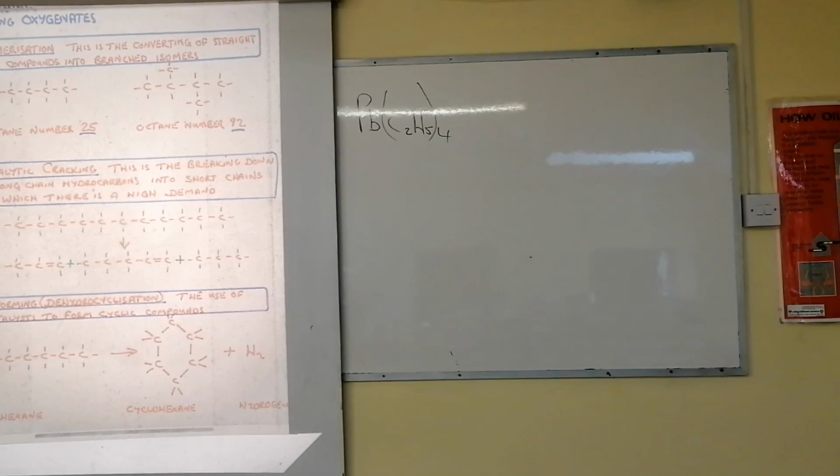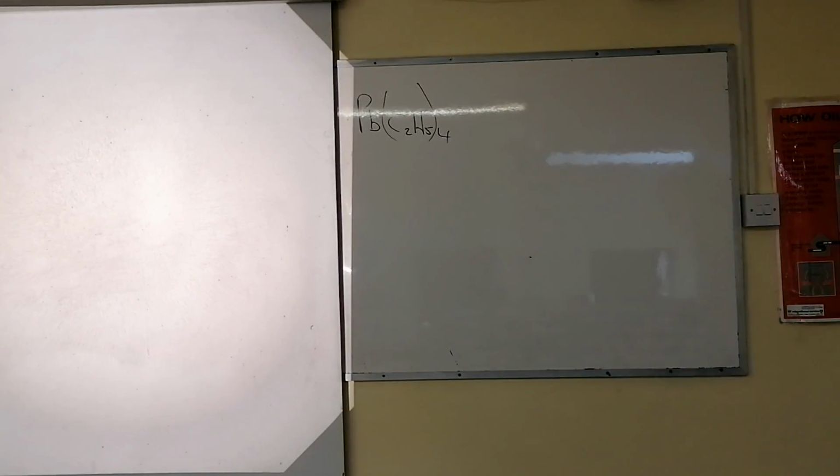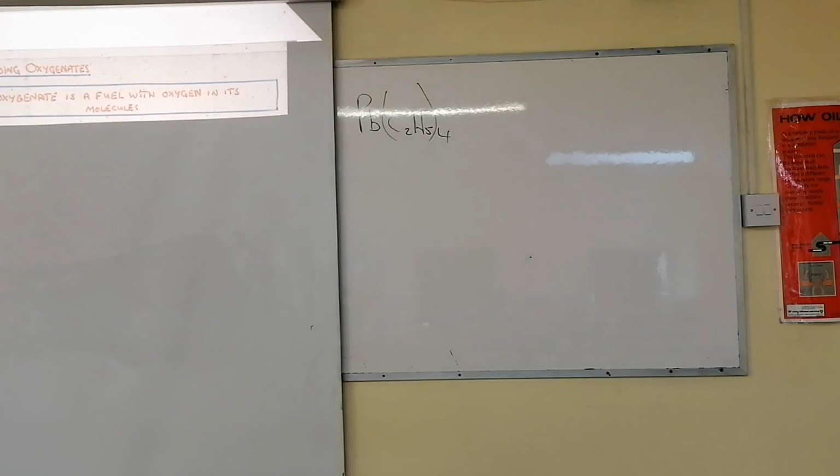All right, good. Now, the last part of that. Now, if you have any issues with this, you pause your video and you go back, of course. That's very, very important that you do that. Now, number 4 is adding oxygenates. This is new to everybody now. This is an additive that goes into the petrol that will increase the octane number.